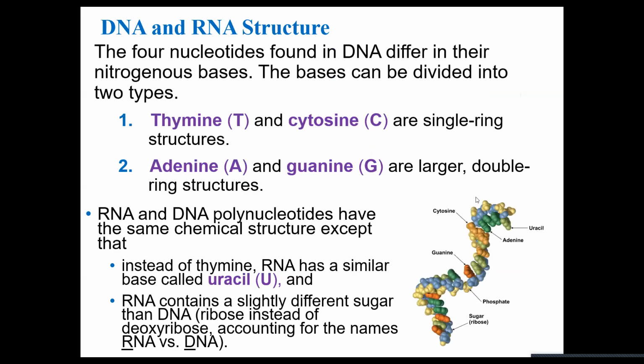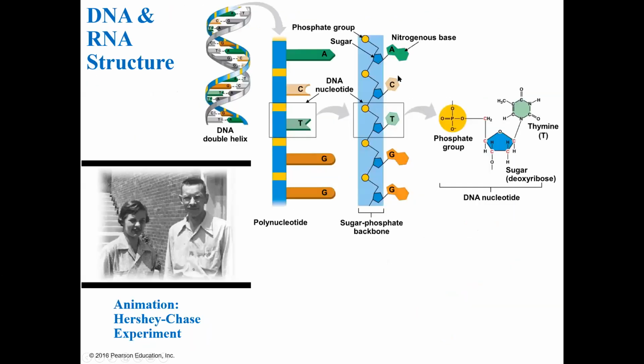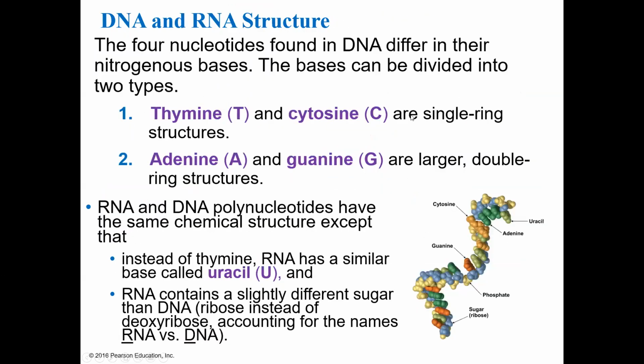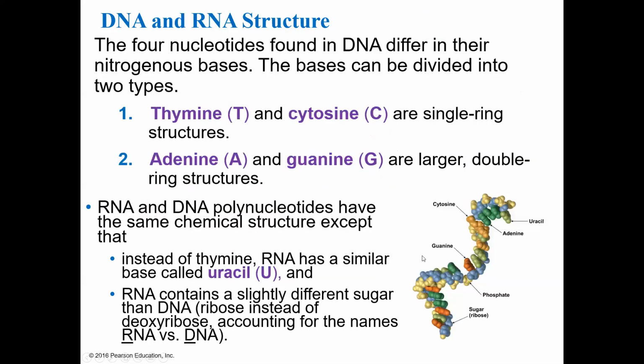So let's talk a little bit more about these nitrogenous bases. We have thymine and cytosine, which are single ring structures. In other words, they look like this. See how they're single ring structures? There's only one ring here. And if we look at adenine and guanine, they are double ring structures. And again, these are known as purines and pyrimidines.